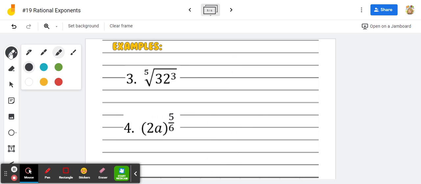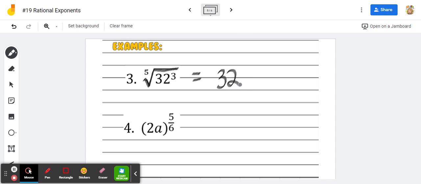Last 2 examples, here we go. Example 3 is a root, so we're going to rewrite that as a power. So we need the base of our power, which is 32. The power we've got here is a 3. And the root comes from outside of the root. So the bottom of our fraction exponent is 5. So altogether, I am equivalent to a base of 32 to the power of 3 divided by 5 as my exponent.